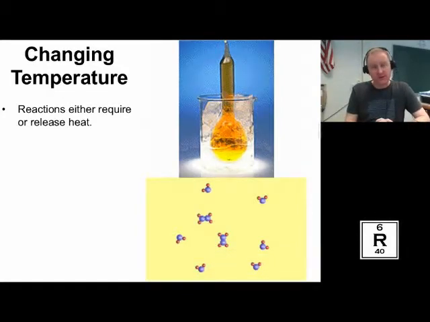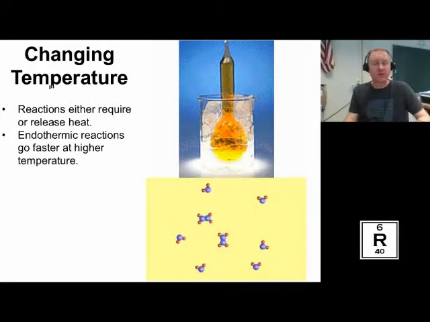Now, another thing we can do to stress out a system is change the temperature. We can change the temperature of a system, and it'll stress the system in equilibrium, because all reactions either require or release heat. Reactions are either exothermic or endothermic. Endothermic reactions go faster at higher temperatures.